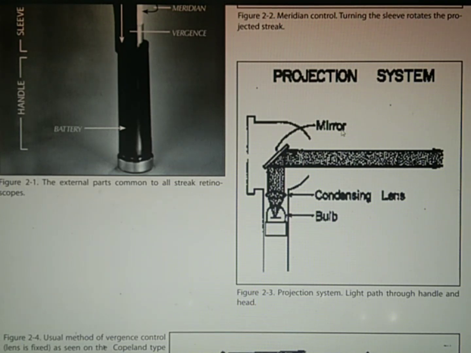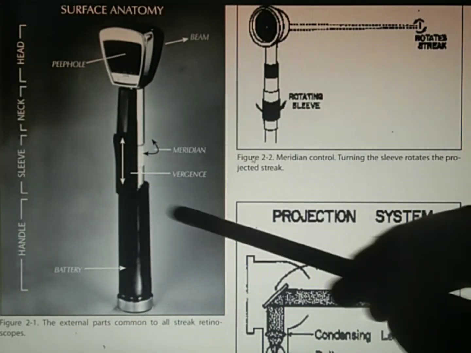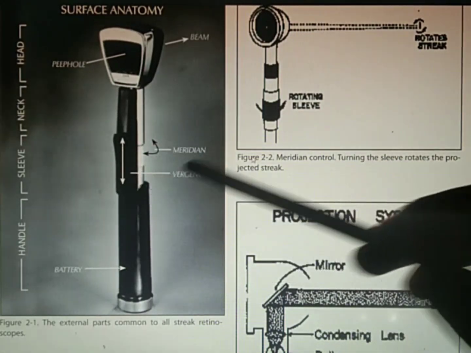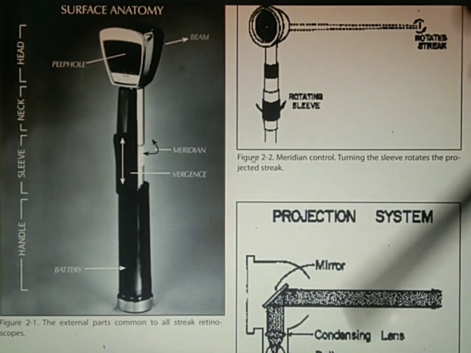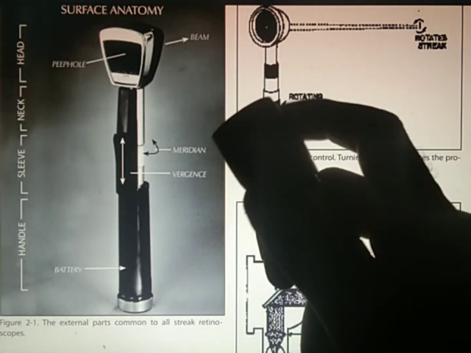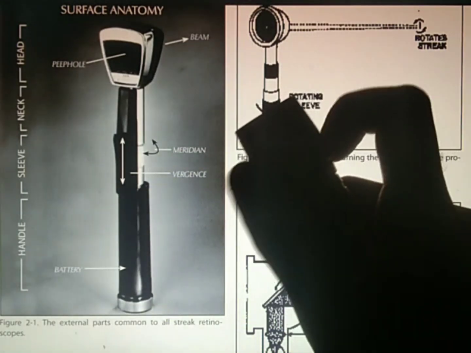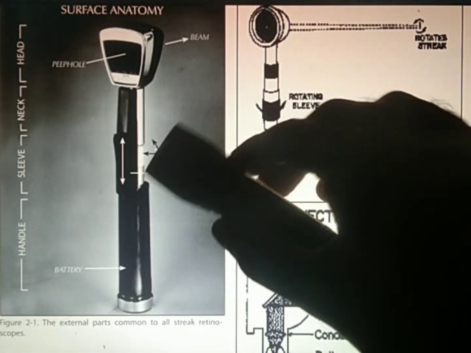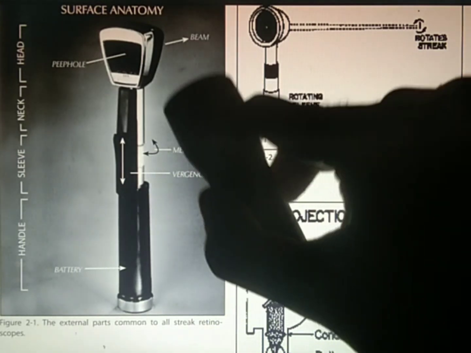Now there is something that we have to understand over here about the sleeves. This is your sleeve. Now sleeve we have again of two types, your rotating sleeve, that is your turning sleeve and your focusing sleeve. So imagine this as a sleeve of retinoscopy. You can turn this like this, and by turning this you can change the axis of the light.